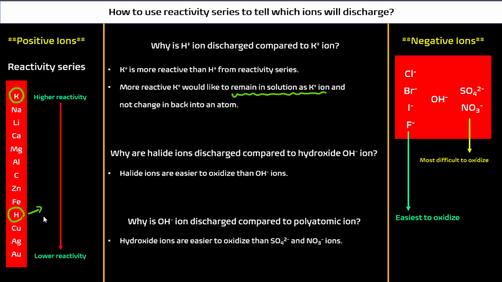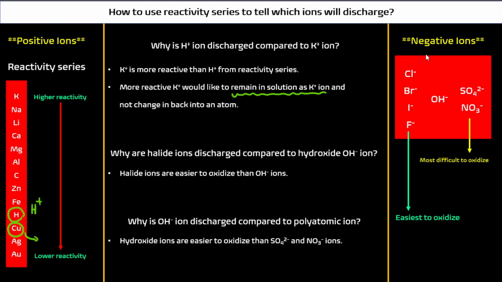But if it was between hydrogen and copper, copper would get discharged because this time hydrogen is more reactive than copper, and hence hydrogen would like to remain in solution as H plus ion while copper is discharged.